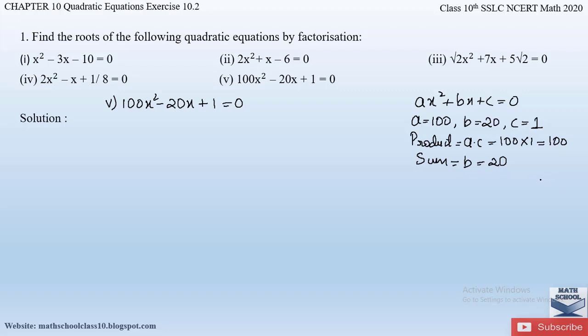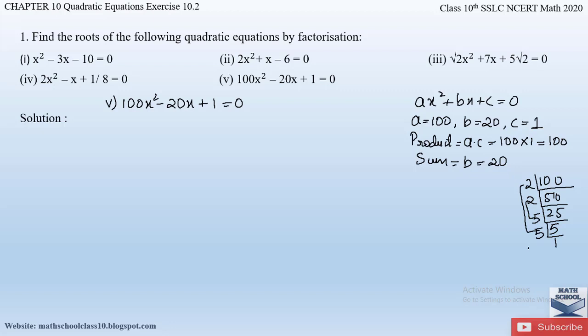So let us factorize 100 first. Okay, 2 5s are 10, 0, 2 2s are 4, carry 1, 2 5s are 10, then 5 5s are 25 and 5 1 time. So we have to group these factors in such a way that we get product as 100 and sum as 20. So let us group them in this way.